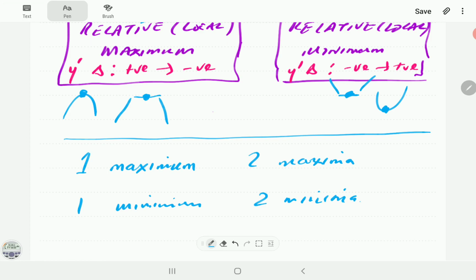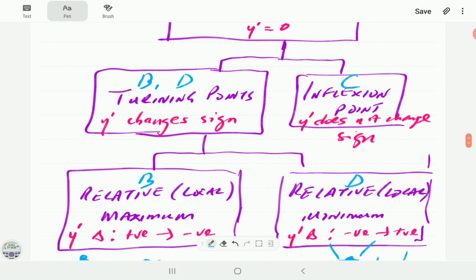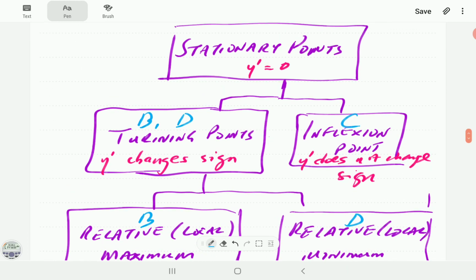In the next video, we're going to look at how to use the second order derivative to help us sketch graphs.